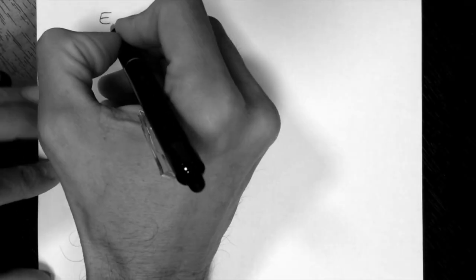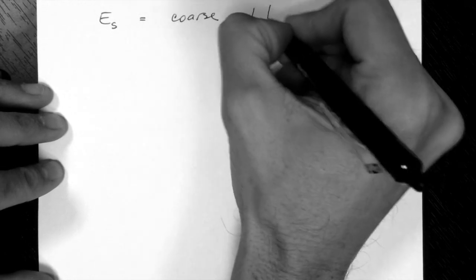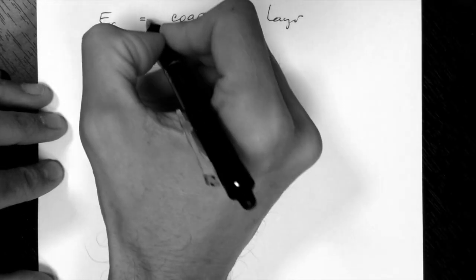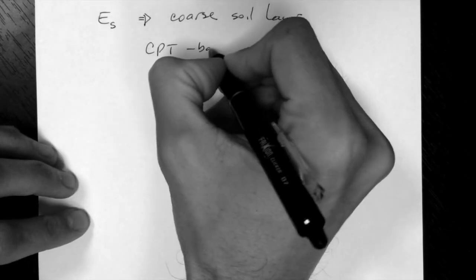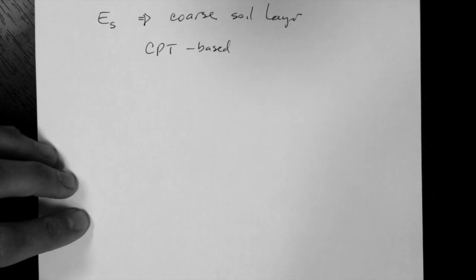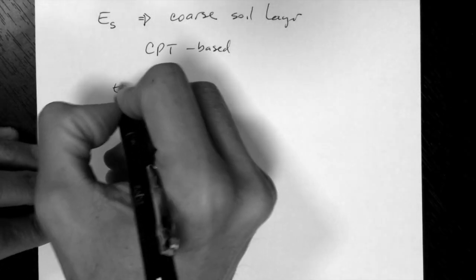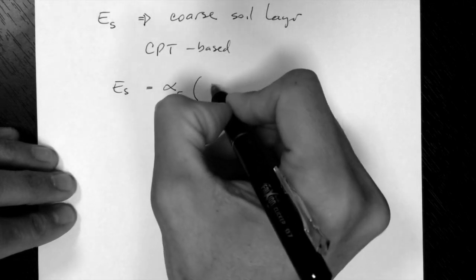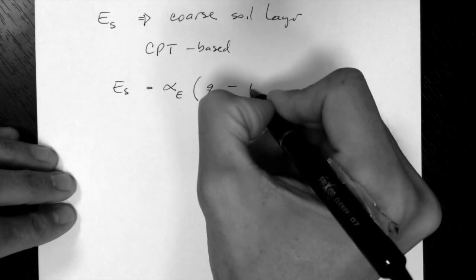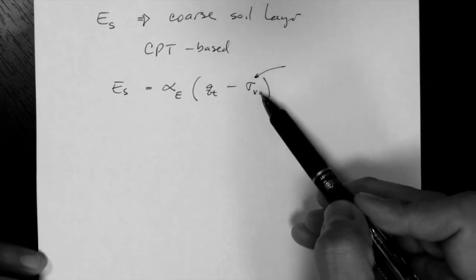Let's say that we want to approximate the soil modulus for a coarse layer. We could use a CPT-based set of formulations to do this. First, we start with this equation. The soil modulus is alpha E times the cone tip resistance minus the total stress. This is the total stress at a given point.